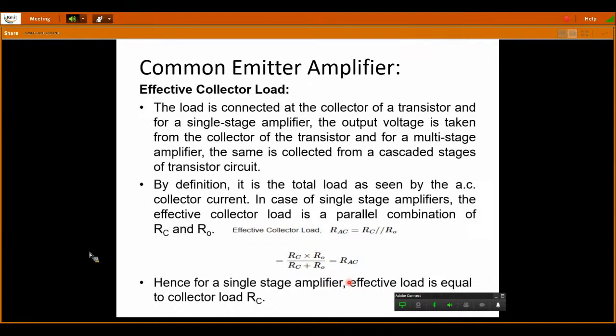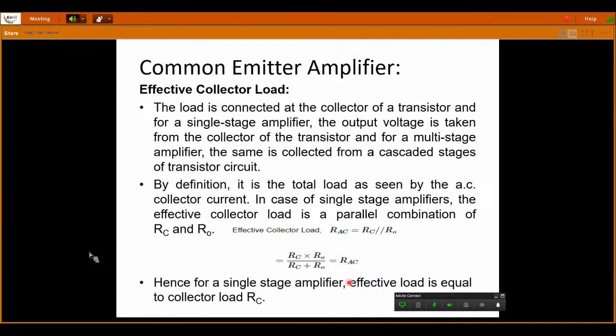Now, in order to find the output voltage across your load resistor in a single stage amplifier, we will treat your collector resistor as the load resistor. But when I come to the multi-stage amplifier, you have a resistor which is the output resistance. So in order to find the effective load, we have to take the parallel combination of your collector resistor as well as the output resistance of the amplifier circuit. So now this is your effective collector load.